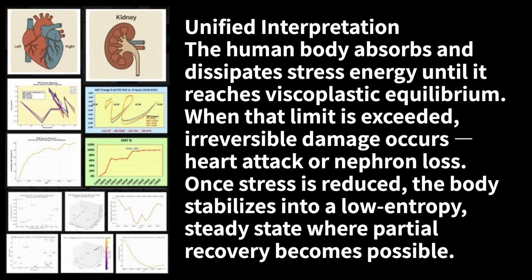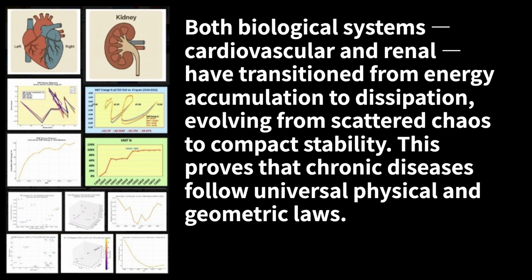Unified interpretation. The human body absorbs and dissipates stress energy until it reaches viscoplastic equilibrium. When that limit is exceeded, irreversible damage occurs: heart attack or nephron loss. Once stress is reduced, the body stabilizes into a low entropy, steady state where partial recovery becomes possible. Both biological systems, cardiovascular and renal, have transitioned from energy accumulation to dissipation, evolving from scattered chaos to compact stability. This proves that chronic diseases follow universal physical and geometric laws.